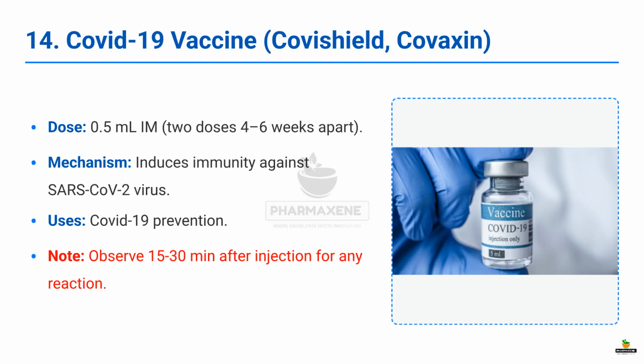The COVID-19 vaccine, like Covishield or Covaxin, is administered as 0.5 milliliters IM in 2 doses 4 to 6 weeks apart. It induces immunity against the SARS-CoV-2 virus for COVID-19 prevention. Observe for 15 to 30 minutes after injection for any reactions.